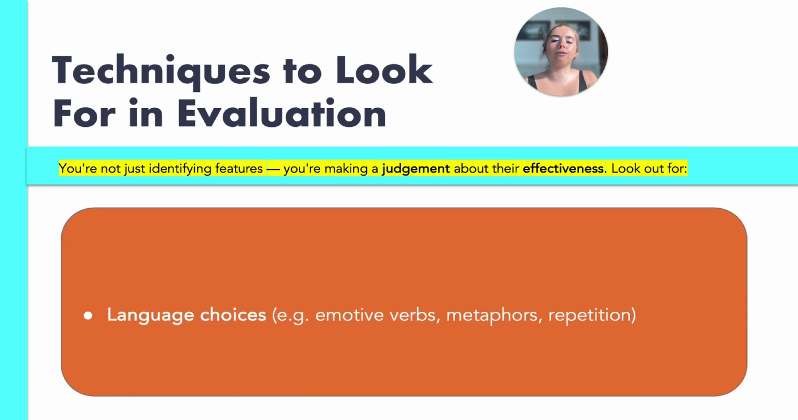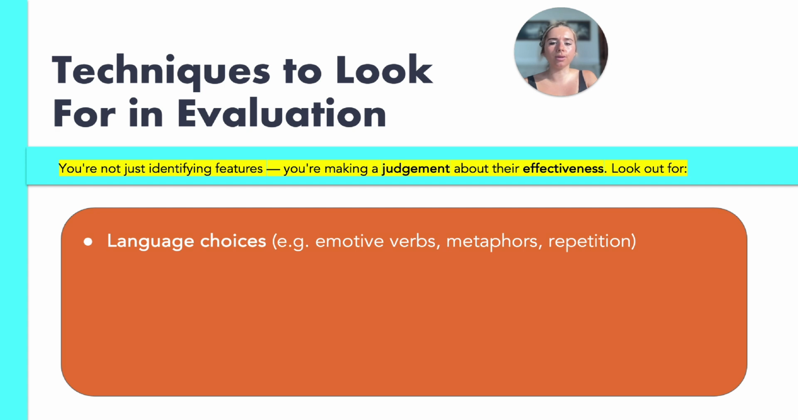So we want to look out for language choices, like emotive verbs, metaphors, repetition. Tone. Are they confident? Are they tense? Are they reflective? Tone is what a lot of students never pick up on, in terms of what is the writer's tone. And you'll be able to gauge it from the words they use, the way they phrase questions, the examples they give. That will tell you about their tone.